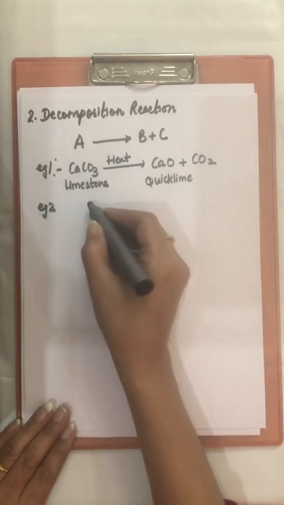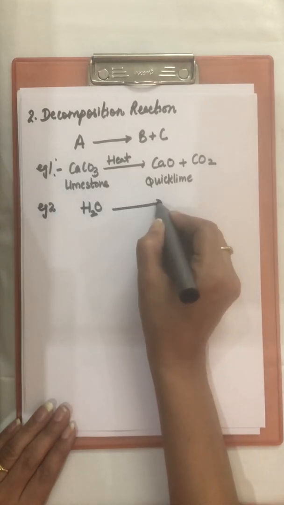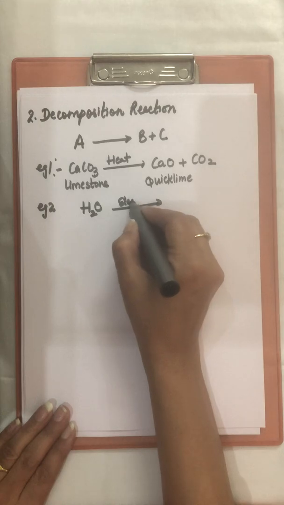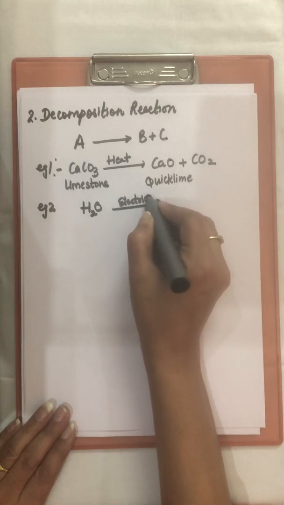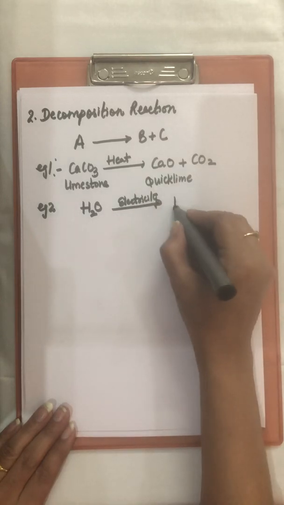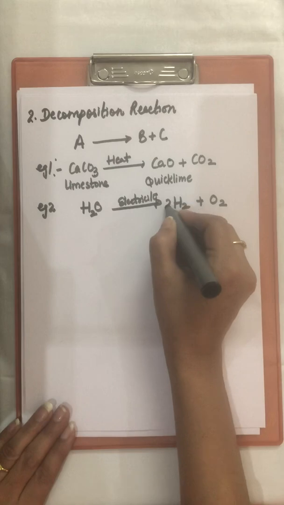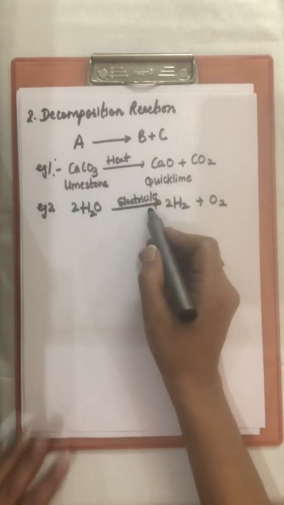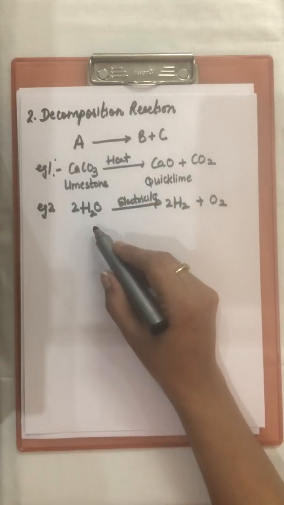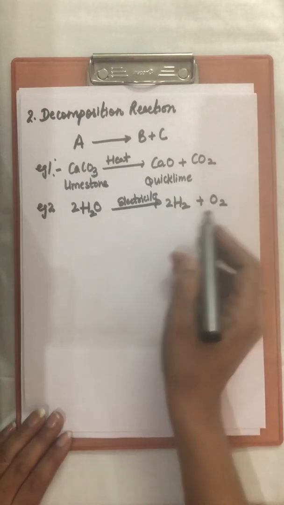Next example, water. When we pass electricity through water, water decomposes to hydrogen and oxygen. By electricity, it will decompose to give hydrogen gas and oxygen gas.